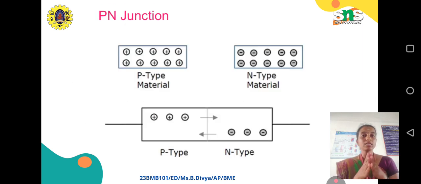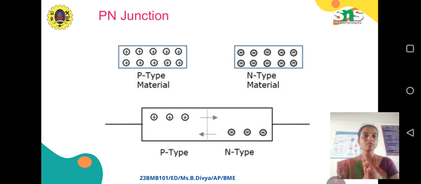As I told you, this is a P-type material and an N-type material. P-type material will have holes, and an N-type material will have electrons. As I told you, N-type material will have electrons as majority carriers, and P-type material will have holes as majority carriers. So while combining these two, we'll have a P-type and an N-type combined together to get a PN junction diode.